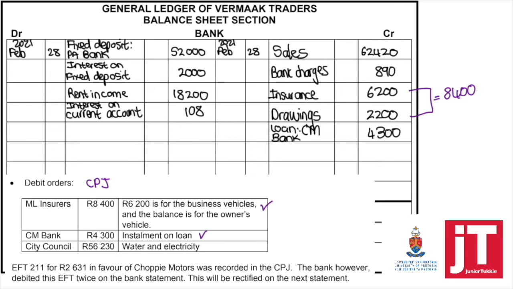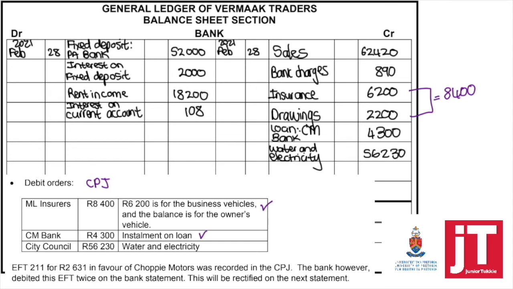Our next debit order, City Council, 56,250 for water and electricity. Again, from the CPJ, bank is always credited. Water and electricity is the contra account, 56,230.